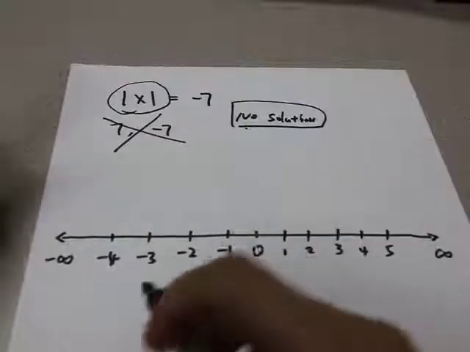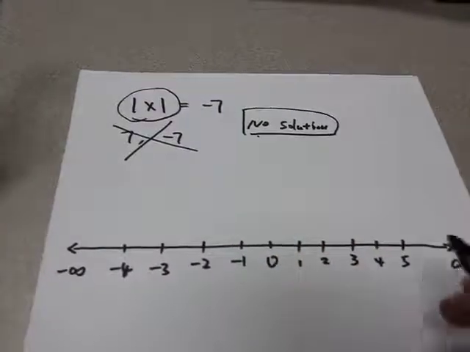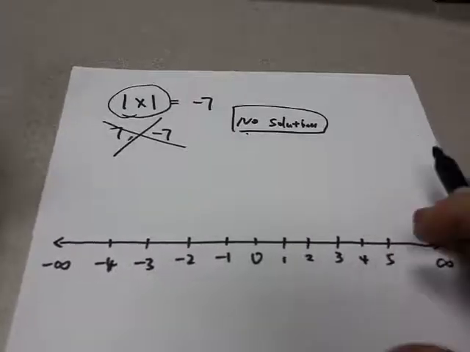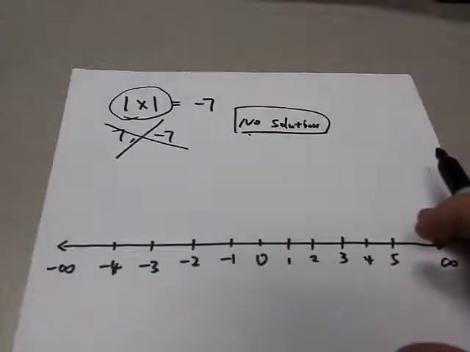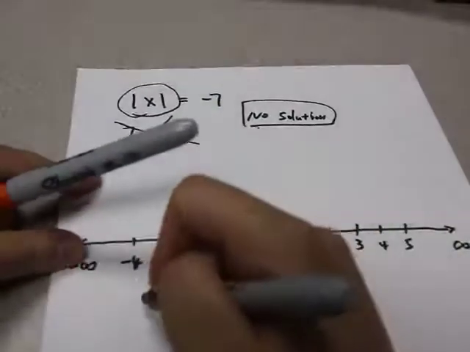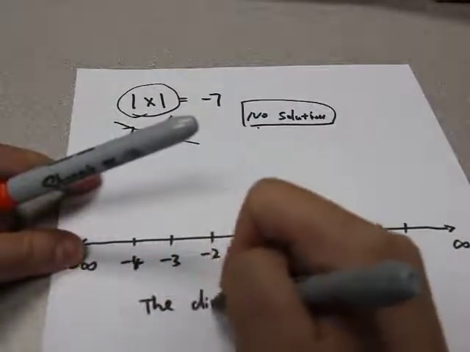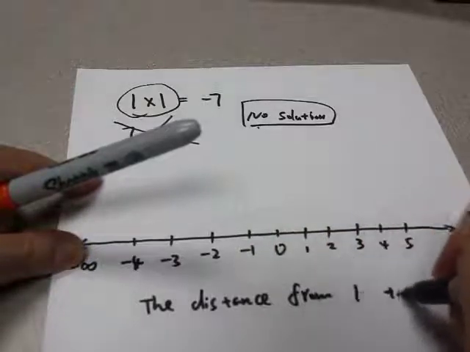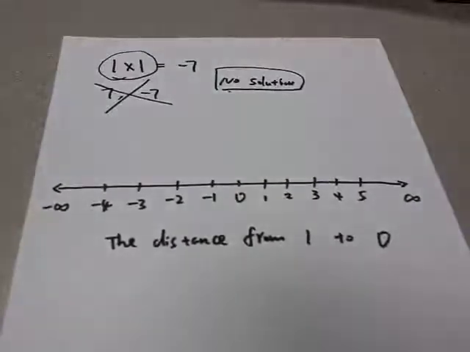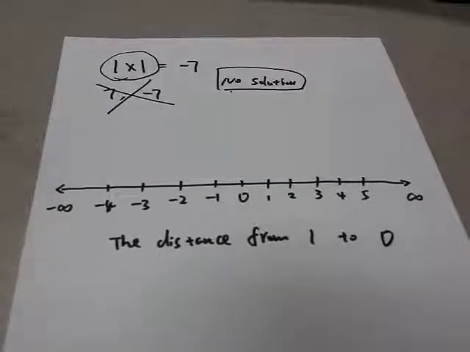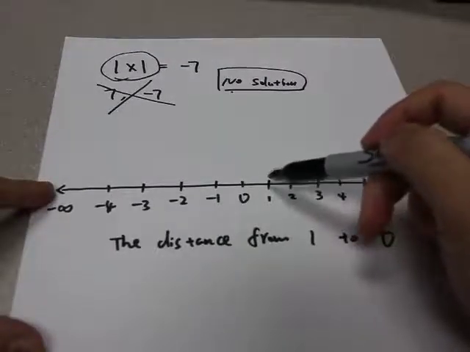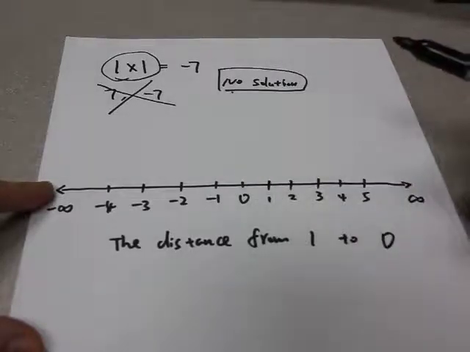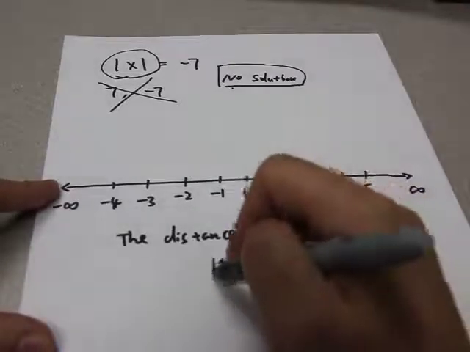Let's take a look at this number line. And if I ask you, what is the distance from 1 to 0? So what is the answer? The answer will be 1, right? Because if you start from 1 and you want to move to 0, you only need to move one step, right? So the answer is 1.